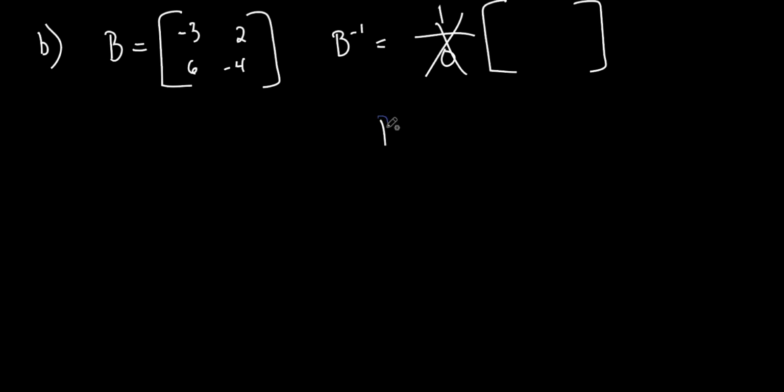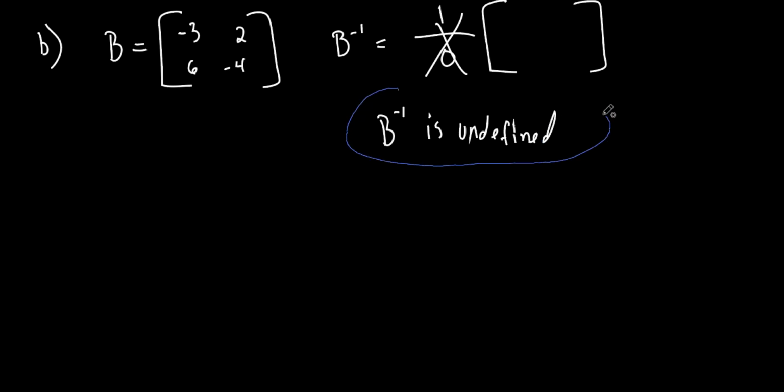And they say that B to the negative first, or the inverse of matrix B, is undefined. All right, so that's how they write the answer. So that was super easy then, wasn't it? So you just got to be aware of stuff like that. That's why they stuck it in there, because you never know.